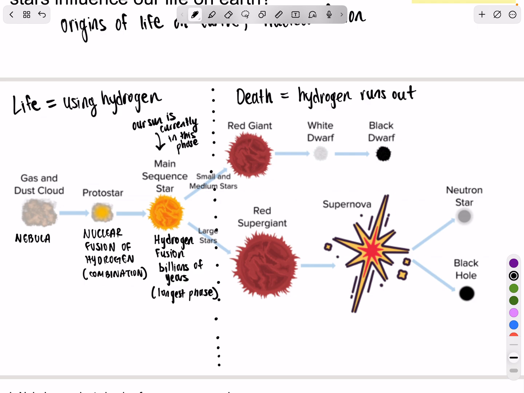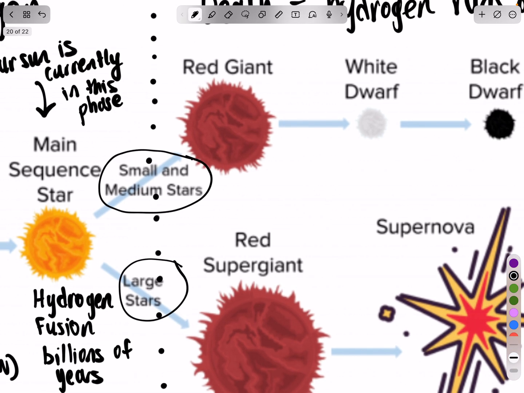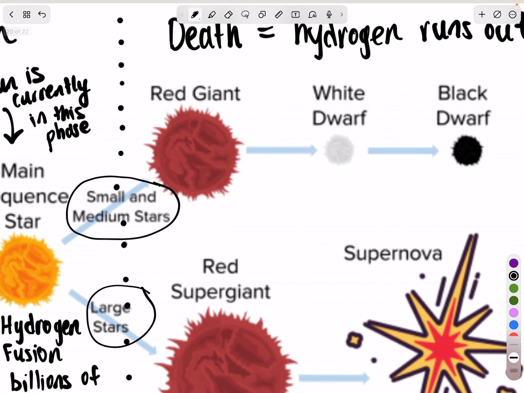And then this death phase occurs a lot quicker. So in this death phase, I'm going to explain that you see these two arrows. So we have small and medium stars and then large stars. So after the main sequence phase, it starts to split off into two pathways. Our sun is going to be considered a small medium star. So small medium stars, when they start to die, they turn into a red giant.